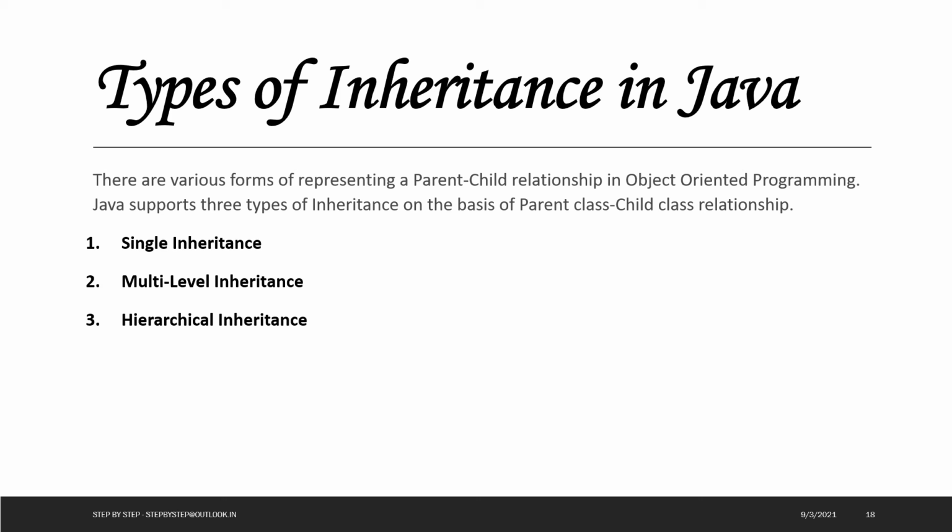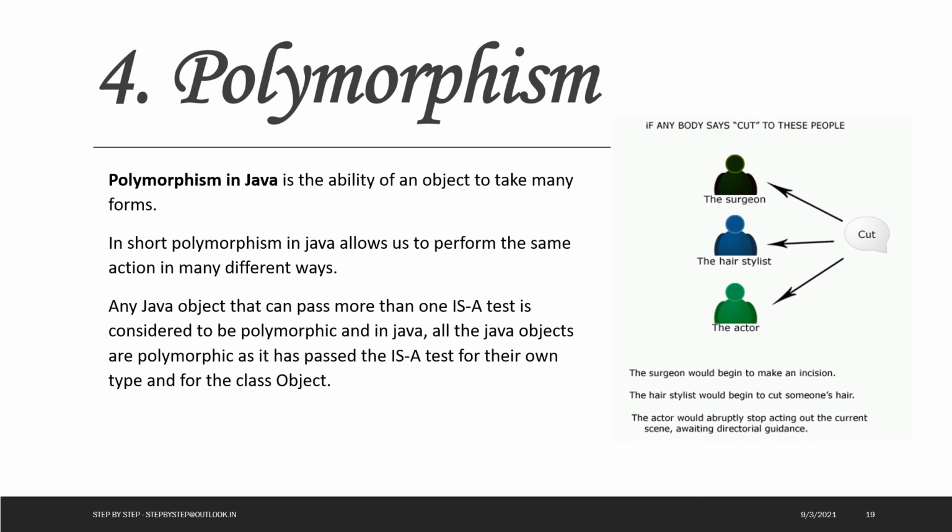So what are the types of inheritance in Java? There are various forms of representing a parent-child relationship in object-oriented programming. And Java supports three types of inheritance on the basis of parent class and child class relationships. Okay, so these are single inheritance, multi-level inheritance, and hierarchical inheritance. These are the three types of inheritance supported in Java. So that's it for inheritance. We will learn more about what is single inheritance, multi-level inheritance, and hierarchical inheritance in another video.